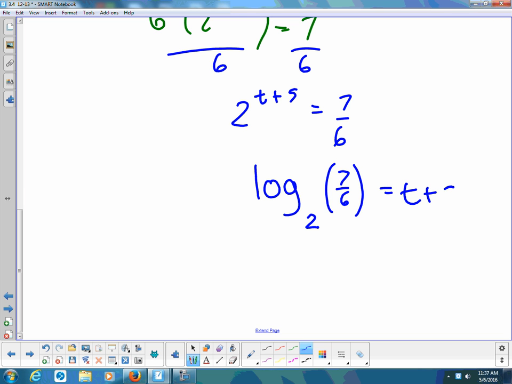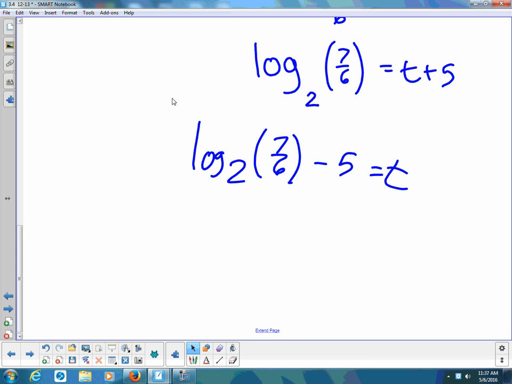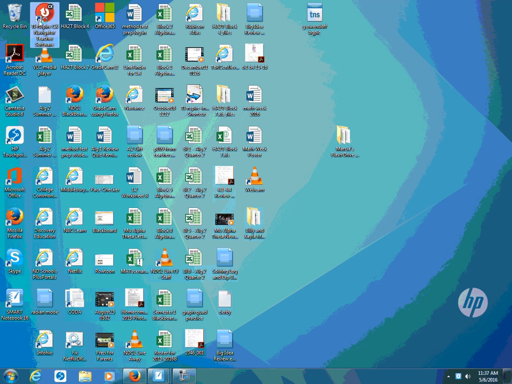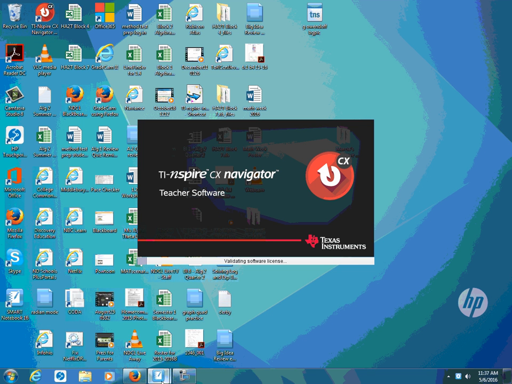All right, and then our last step would be what, Nathan? Subtract 5. So I'm going to get log to the base 2 of 7/6 minus 5 is my value of t. So this would be our exact answer. You could get a decimal approximation for this. And I probably should pull up my calculator. Negative 4.78. Can we have independent confirmation of that?